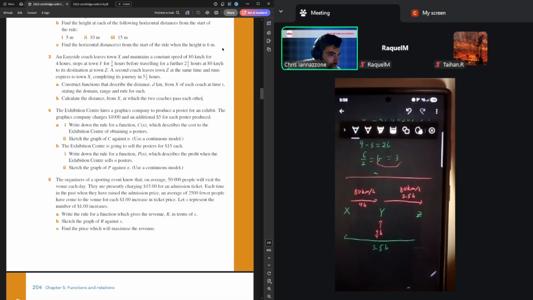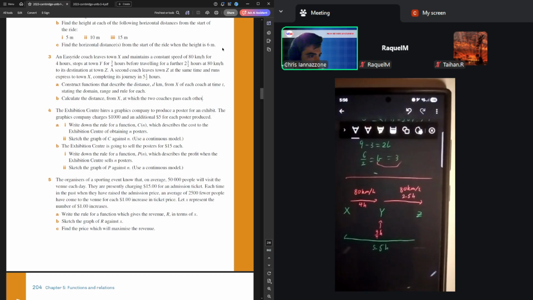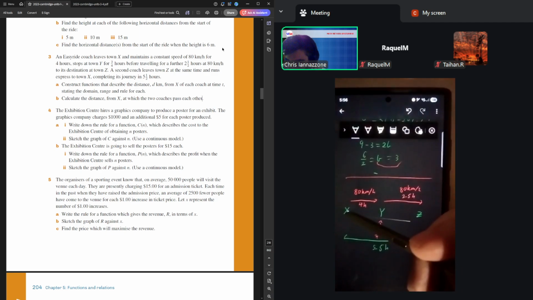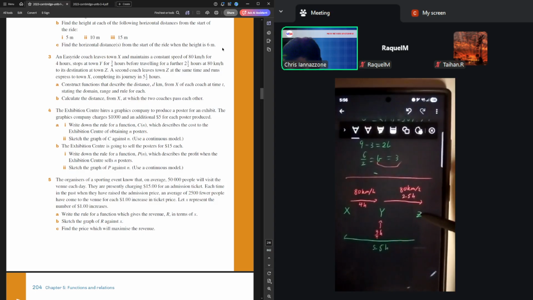Construct functions that describe the distance from X of each coach at time t: domain, range, and rule. So we want a function describing journey 1, which can be the red, and journey 2, which can be the green there. And it's going to be purely in terms of the distance from X. So for journey 1, at time 0, the distance should be 0. For the journey Z coach at time 0, it should be whatever the distance is from X to Z.